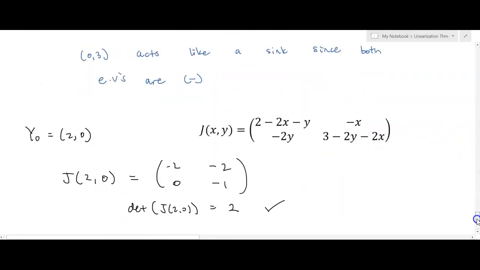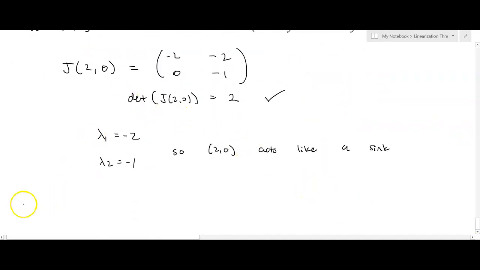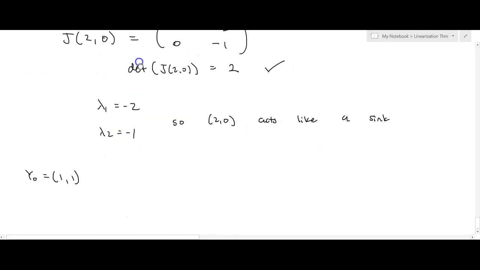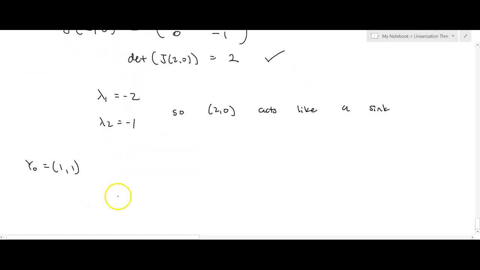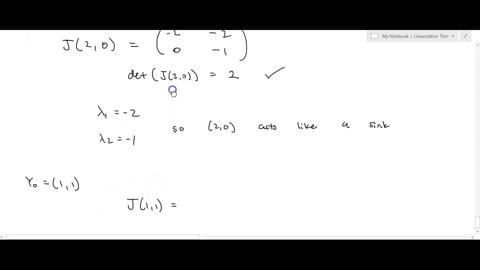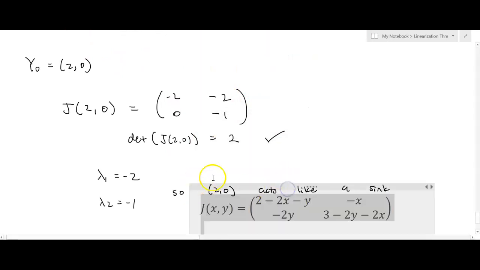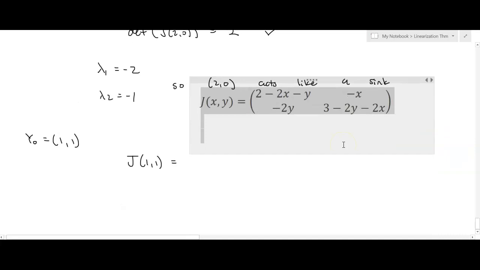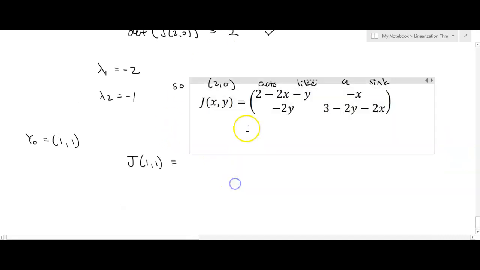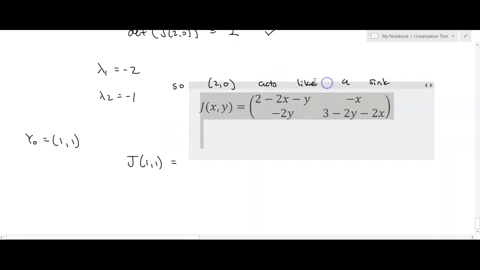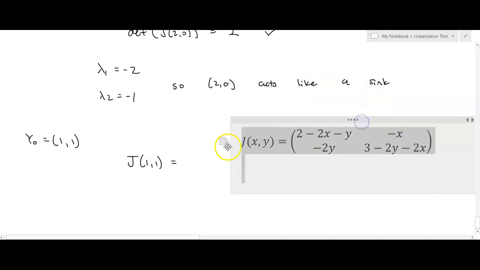Now (1, 1), that's our last equilibrium point that we want to classify, and without a doubt we're going to end up finding out that this is going to be a saddle. So J of (1, 1) is equal to, let's go ahead and grab this over here so we have it handy. And okay, so there we go, there's our J matrix.